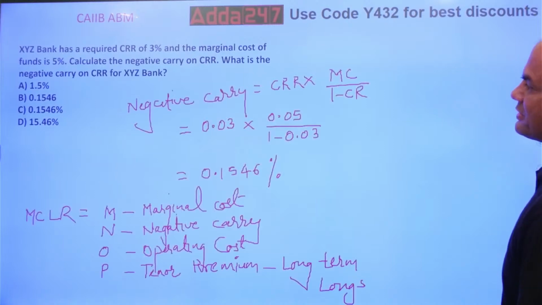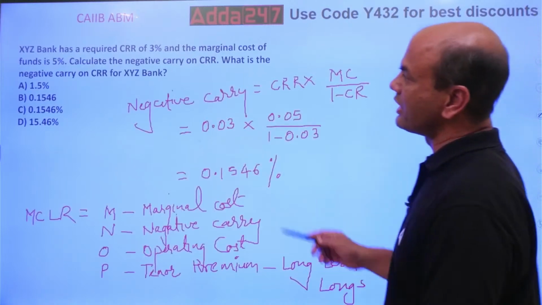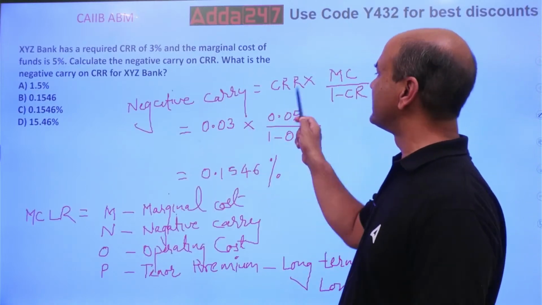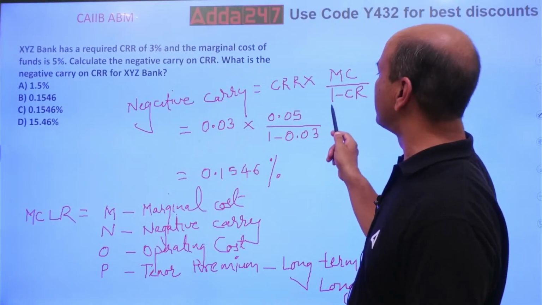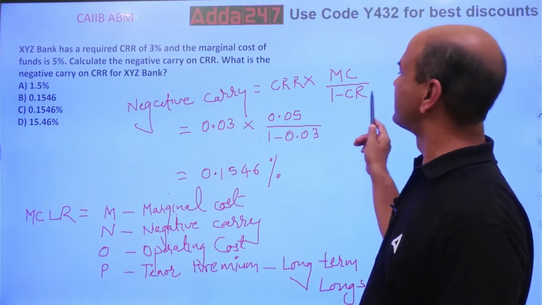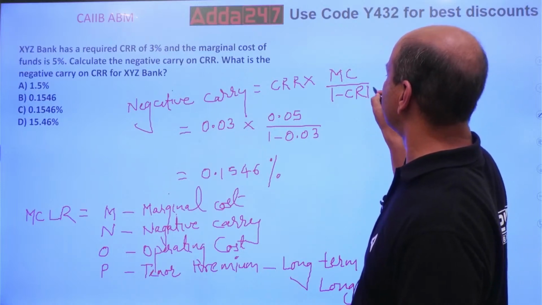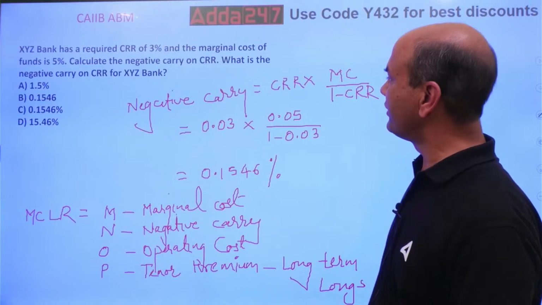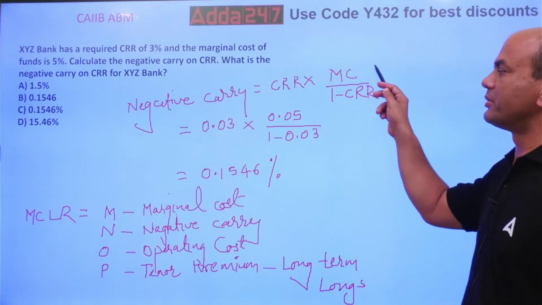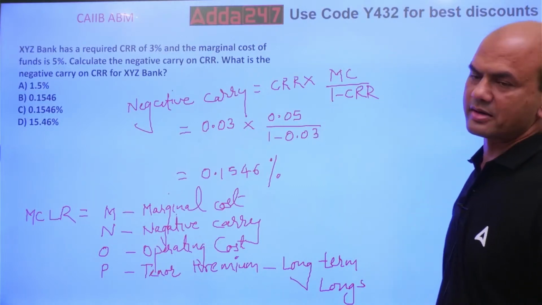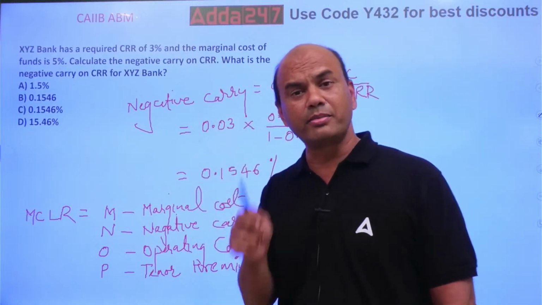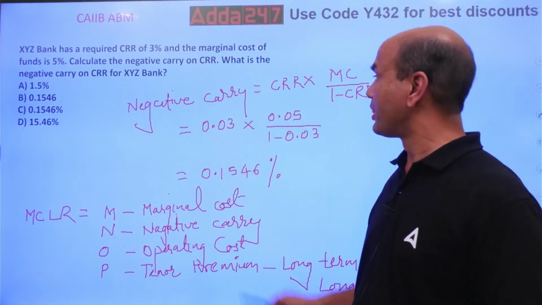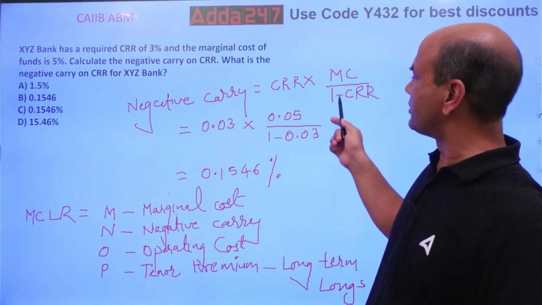Negative carry on CRR is always equal to CRR multiplied by marginal cost upon 1 minus CRR. So CRR multiplied by marginal cost upon 1 minus CRR. This is the formula for negative carry. Mind it, learn it by heart: CRR into marginal cost upon 1 minus CRR.